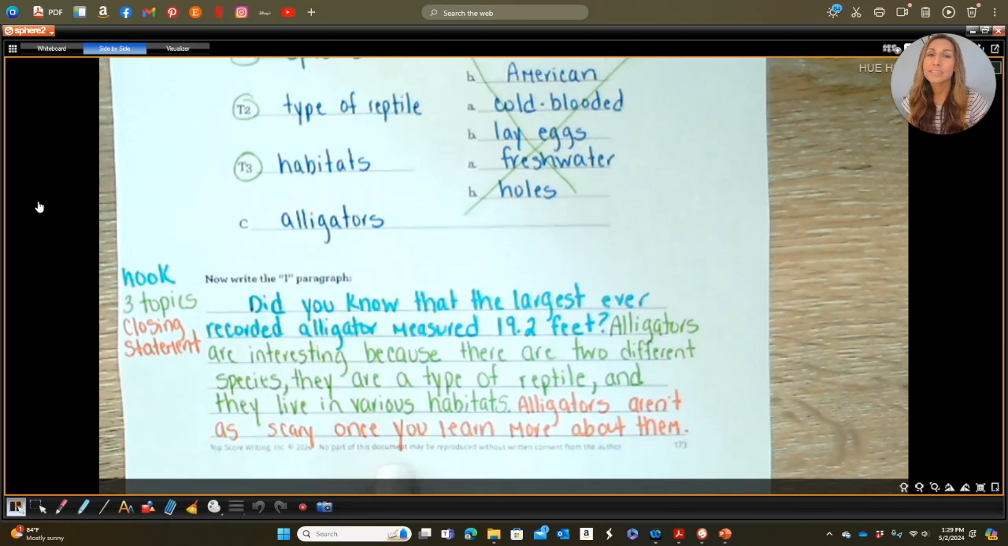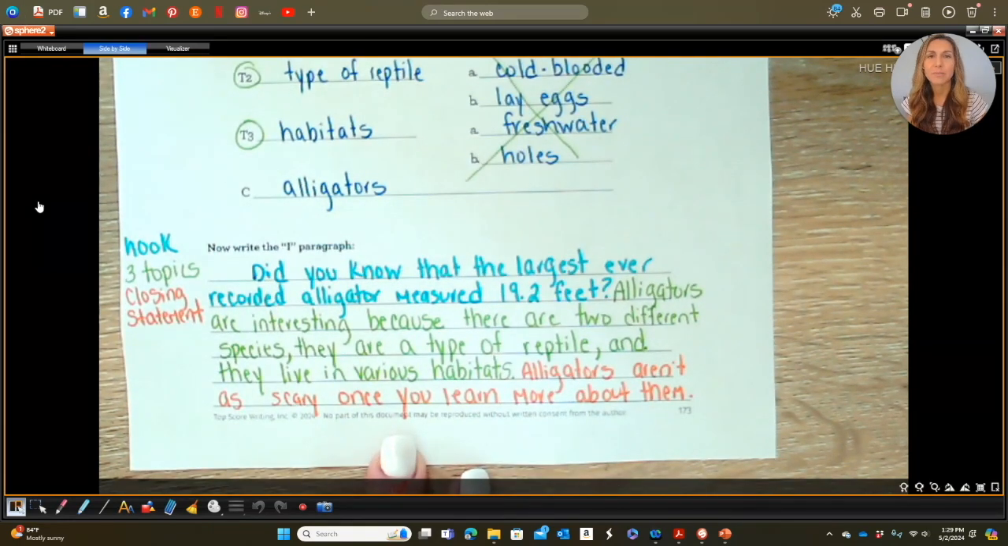Let's reread it and see if we have any more fast brain mistakes we need to fix. Did you know that the largest ever recorded alligator measured 19.2 feet? Alligators are interesting because there are two different species. They are a type of reptile, and they live in various habitats. Alligators aren't as scary once you learn more about them.